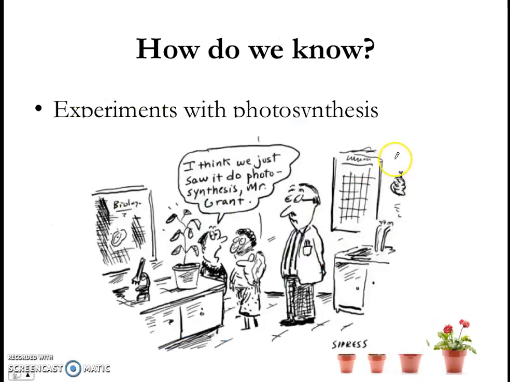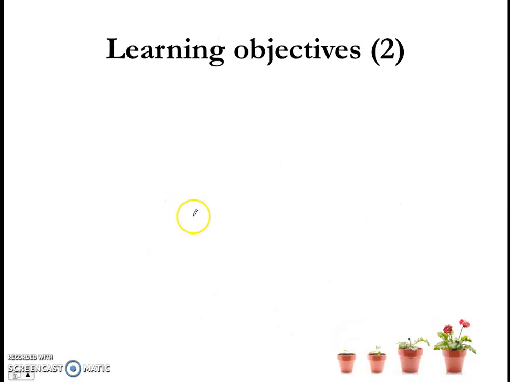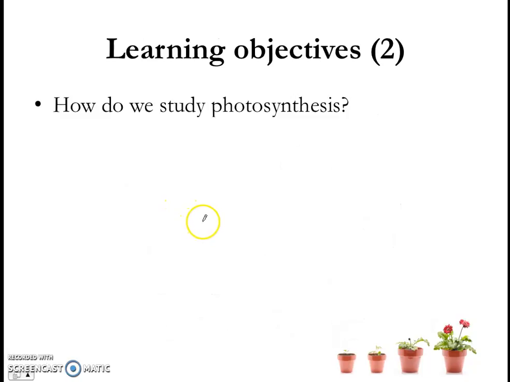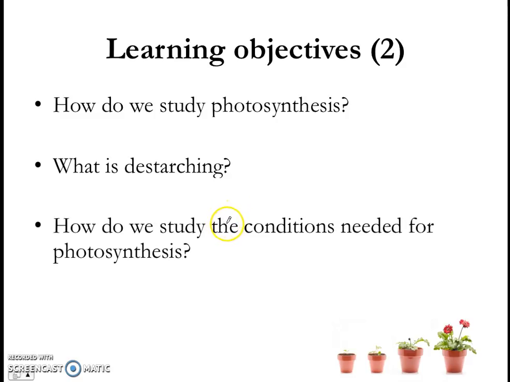So we're going to be looking at some of the experiments that people do to study photosynthesis. And like this guy here, you just look at the plant and say, I think we just saw it do photosynthesis, Mr. Grant. But how do we know? So in this video, we're looking at how do we study photosynthesis. We'll talk a bit about this thing called destarching, which is done in a lot of experiments with photosynthesis. And more specifically, how do we study the conditions like light and chlorophyll that are needed for photosynthesis?